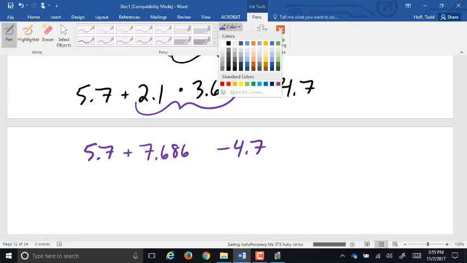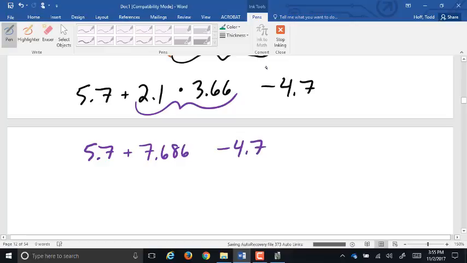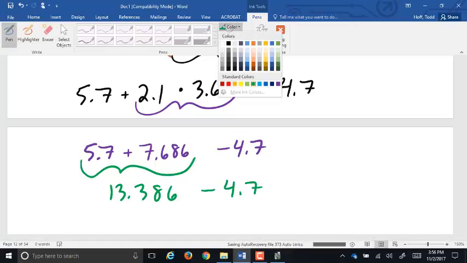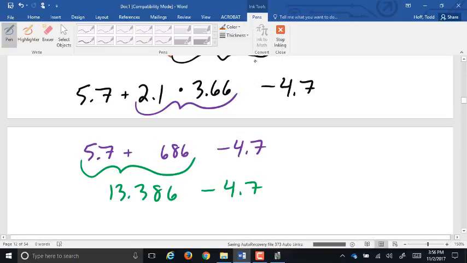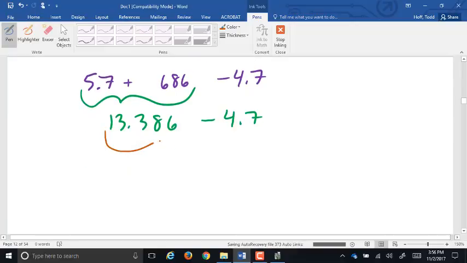Then what? Okay, it's all addition and subtraction, so we will go left to right. 5.7 plus 7.686 is going to be 13.386. And then we will subtract the 4.7. 13.386 minus 4.7 is 8.686. Any questions?